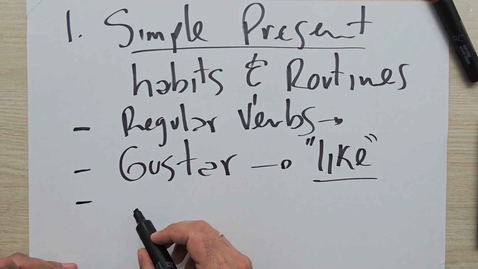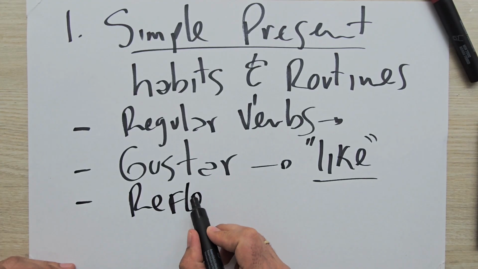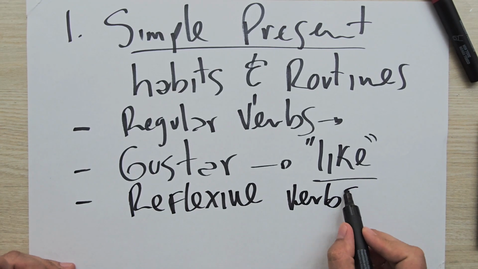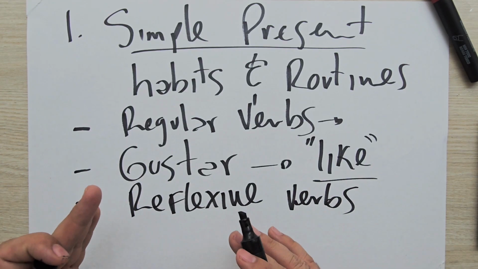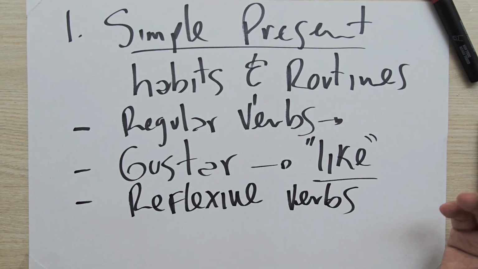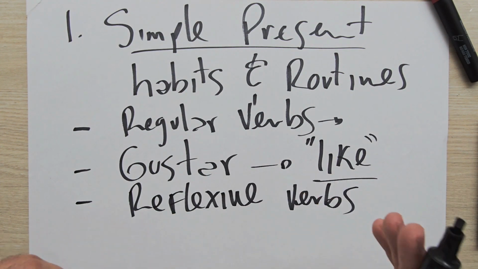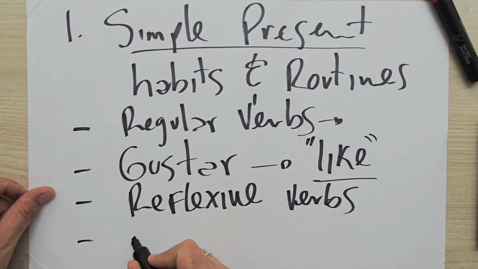The next group in the simple present is the reflexive verbs. These follow a different construction as well. It's basically like a combination between regular and verbs like gustar. And the 4th group of the simple present verbs are the irregular verbs.